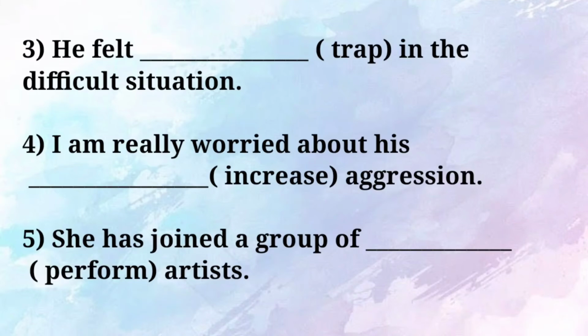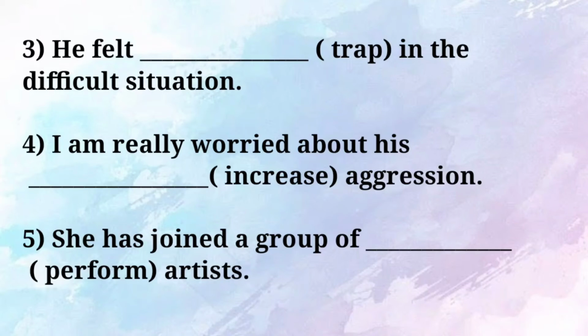He felt dash in the difficult situation. In the bracket, trap is given. First tell me, what is meant by trap? Yes, trap na புரி. ஓகேங்களா, ஒரு டிஃபிகல்ட்டான விஷயத்தில் நான் போய் மாட்டிக்கிட்டேன் அப்படின்னு சொல்லுவீங்கள. ஸோ தட் இஸ் அ தமிழ் மீனிங் ஃபார் தட் சென்டென்ஸ். So see here, felt is a past tense of the verb.